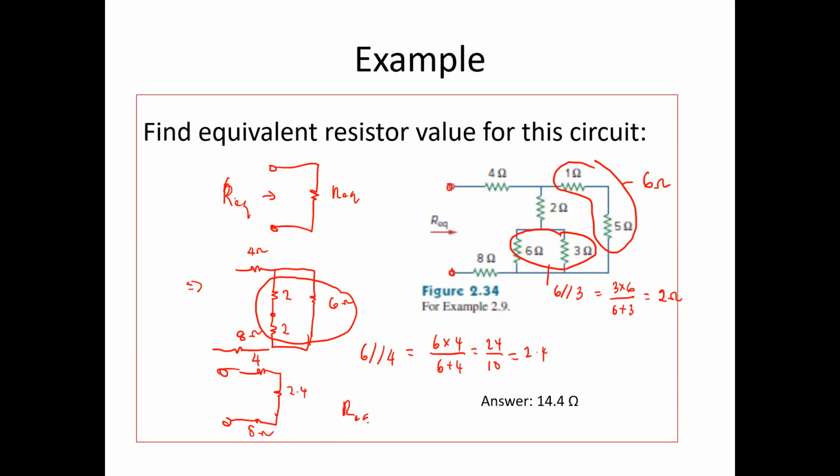So your R equivalent is, right now all 3 resistors are in series, so you just sum up: 4 plus 2.4 plus 8, so this becomes 14.4 ohm. So that is your R equivalent, the value seen from this terminal.